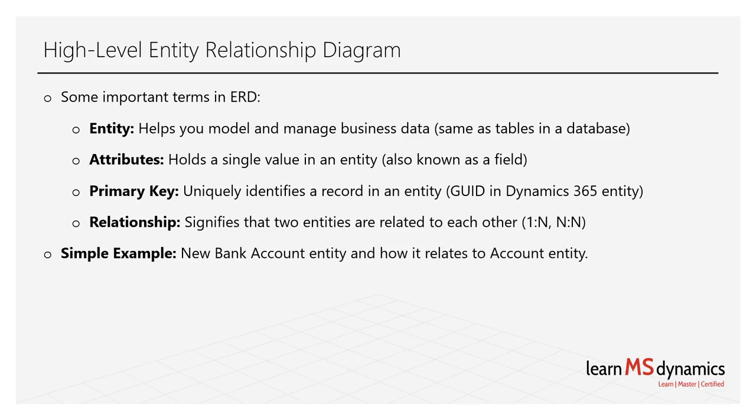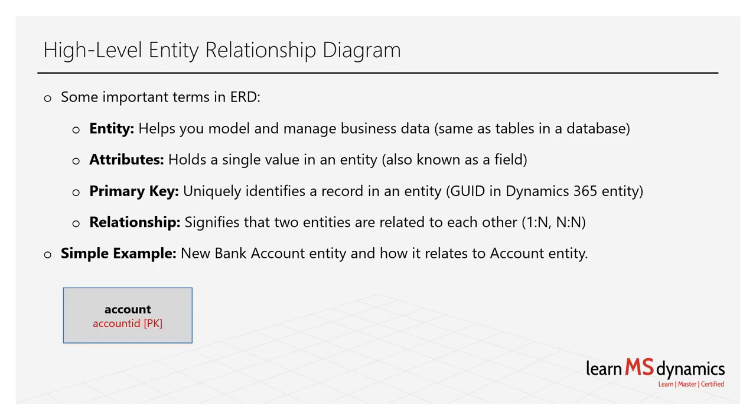A simple example can be a new bank account entity that has been created and how it relates to the accounts entity. In Dynamics 365, you already have an entity called accounts. It basically represents an organization or company that you work with, or can be your customer, can be your partner. So that is an account entity. And you create another entity called bank accounts based on your requirements. So how do these two entities relate to each other?